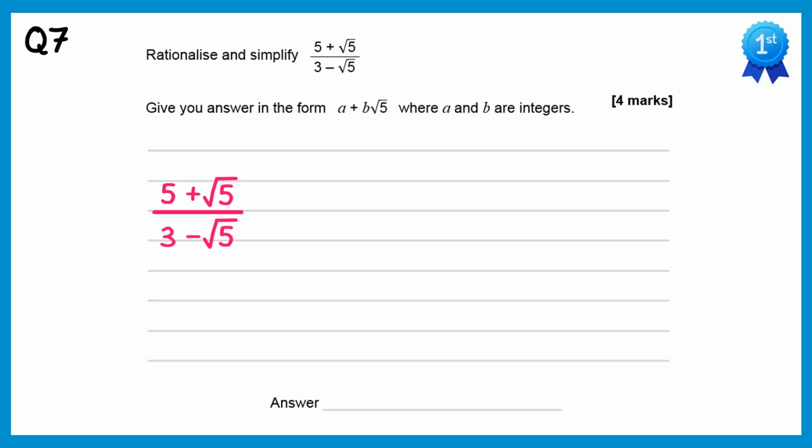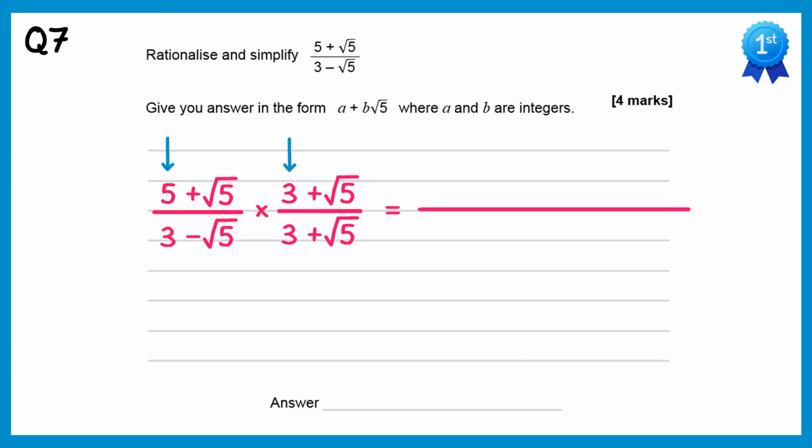To rationalise this fraction, we'll times the top and the bottom by 3 plus root 5. We'll start by multiplying the top, so 5 times 3 is 15, then 5 times root 5 is plus 5 root 5, then root 5 times 3 is plus 3 root 5, and finally root 5 times root 5 just gives you 5.